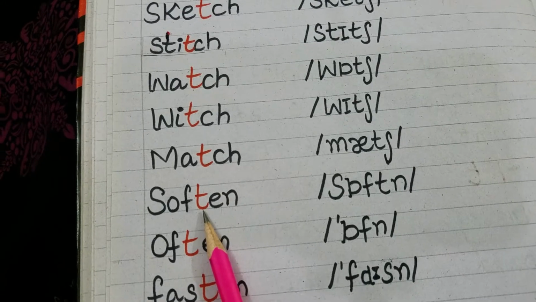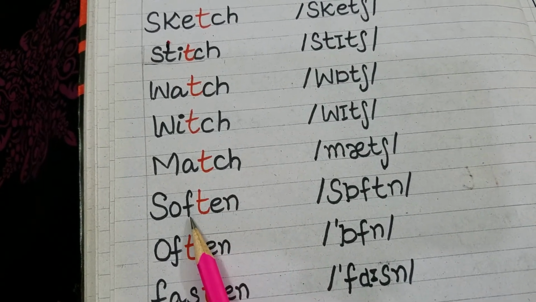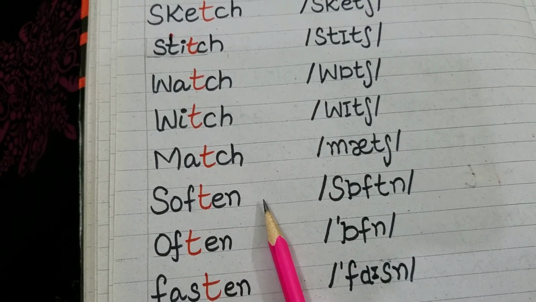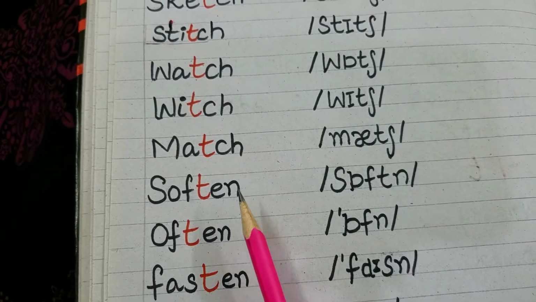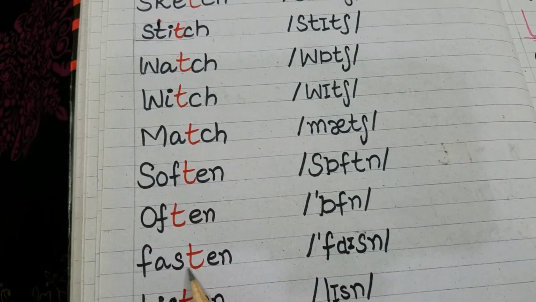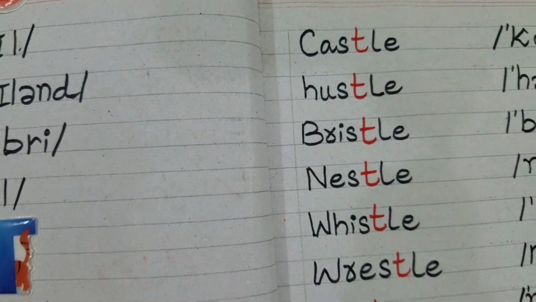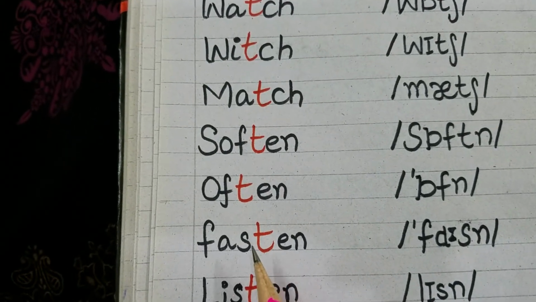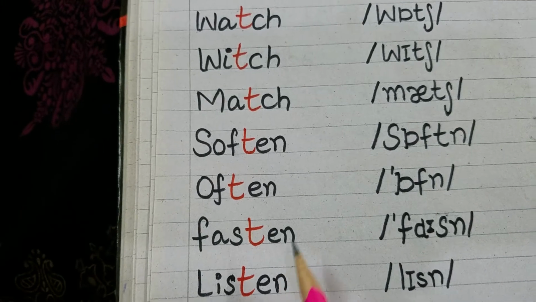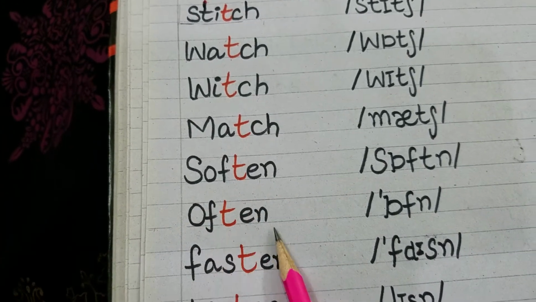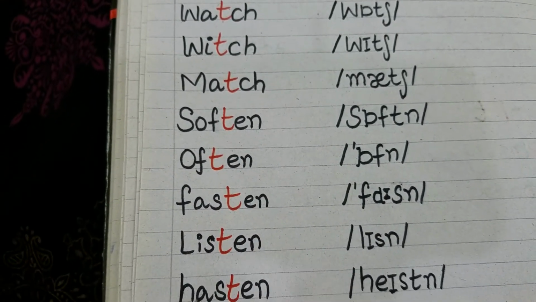Okay, now look at this. Normally silent T if a word ends in FTEN, STEN. It's not always the rule, but for the most part this will help you if you see FTEN or STEN, and also STLE. What are some examples of this? This is how to say it: soften, often, fasten, listen, hasten.